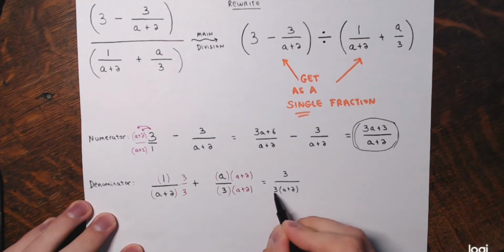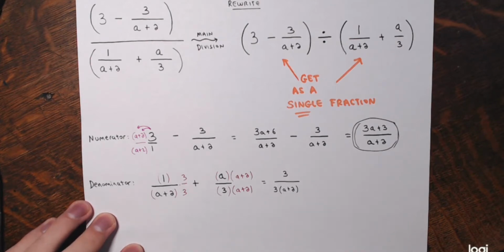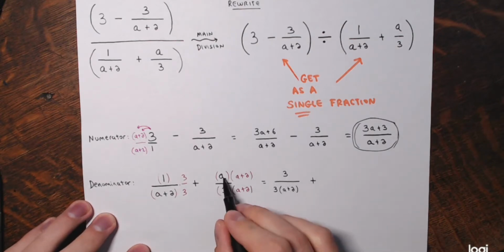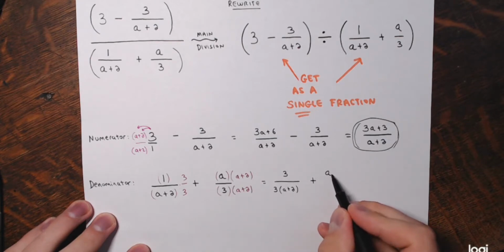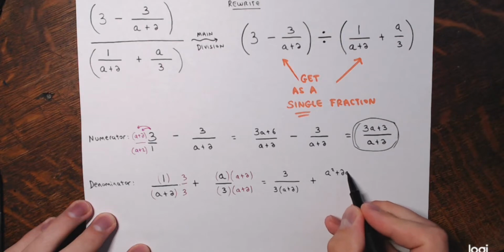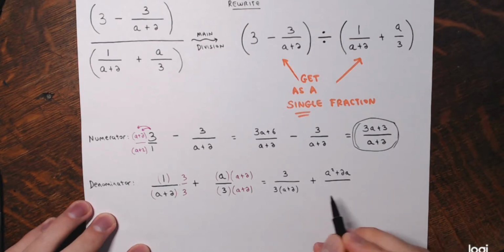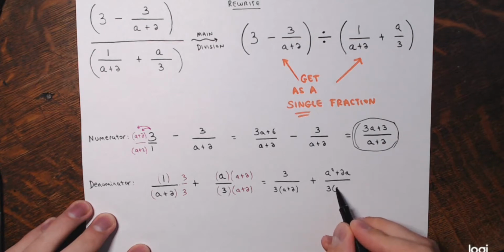Now if you want to write 3a plus 6, that's fine, but you know me, I like to keep denominators factored while adding and subtracting. Plus, and then a times a plus 2, that's a squared plus 2a. Right. Over, and then again the same denominator, 3 times a plus 2.